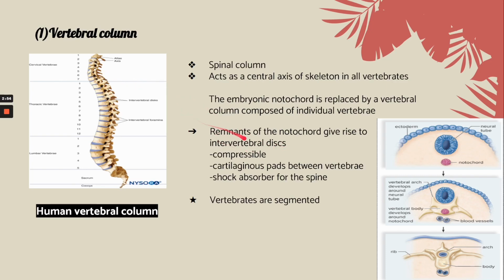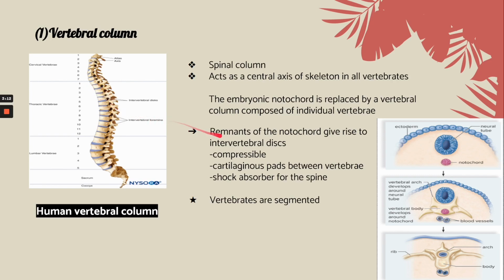You might wonder, what are intervertebral discs? As you can see in this photo, these blue disc-shaped structures are called intervertebral discs. They are in between the vertebrae. What are the functions of intervertebral discs, and why are they so important to humans?